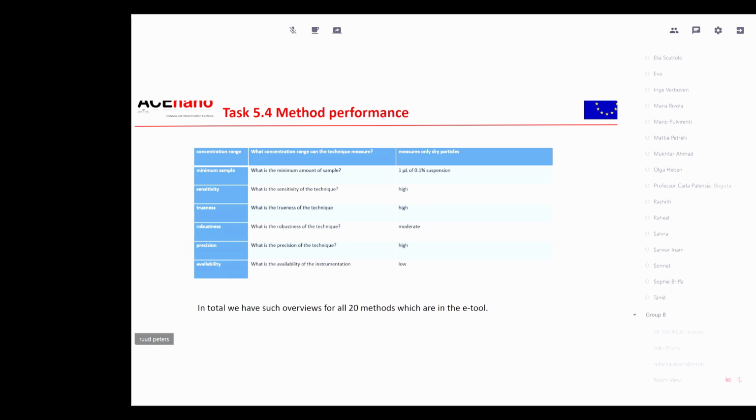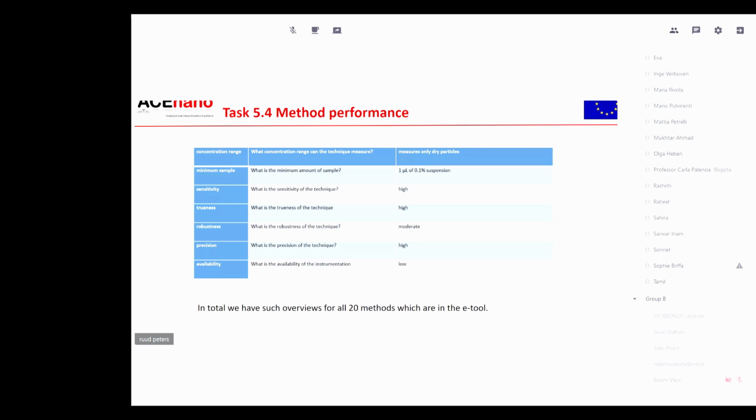The last part of the table is a number of other characteristics which are presently not used in the e-tool, but may be added as extra information. We are still working on that, to add additional information to the e-tool, which would then be available directly or through the knowledge data warehouse, which is also part of the ACEnano project and can give you additional information.